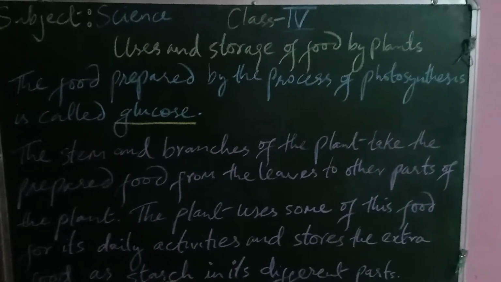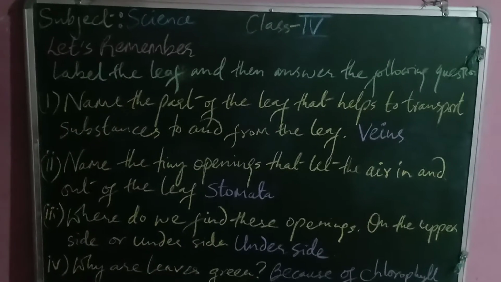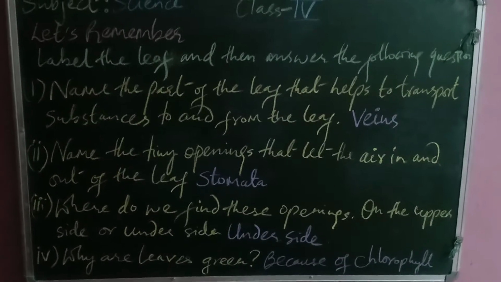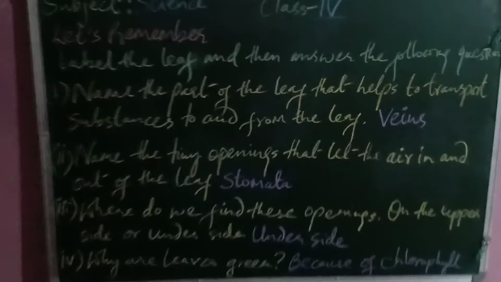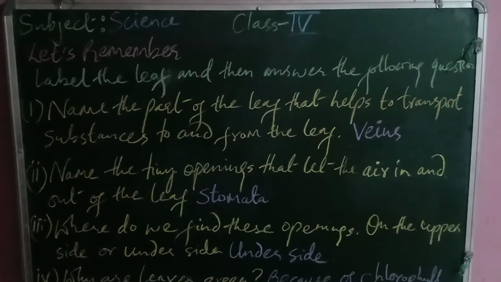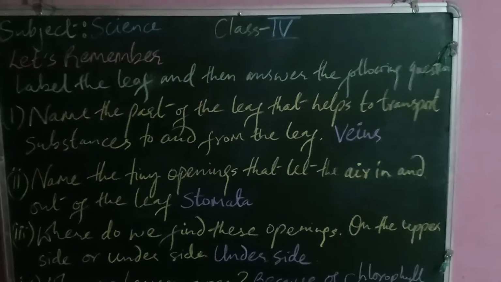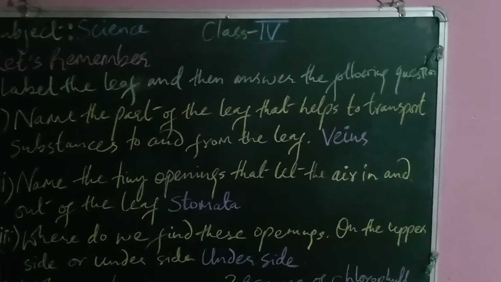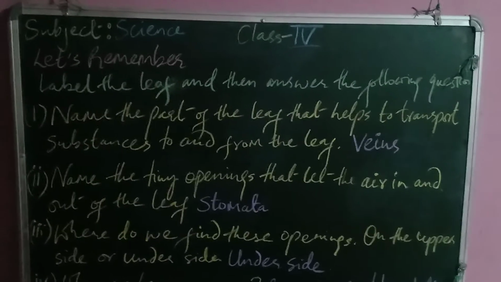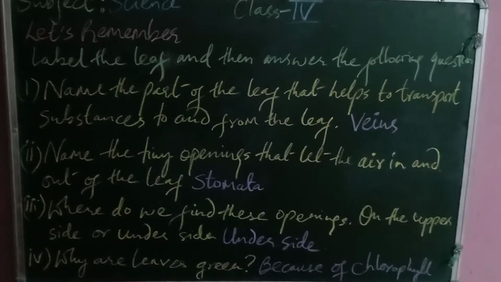Moving on. So the next question we have is from Let's Remember. Label the leaf and then answer the following. There is a picture on the right hand side. You have to just name it. The first one we have a main vein, then side vein, then leaf blade. Okay, you have to write those names in the blank spaces there. After this we have to answer the questions.